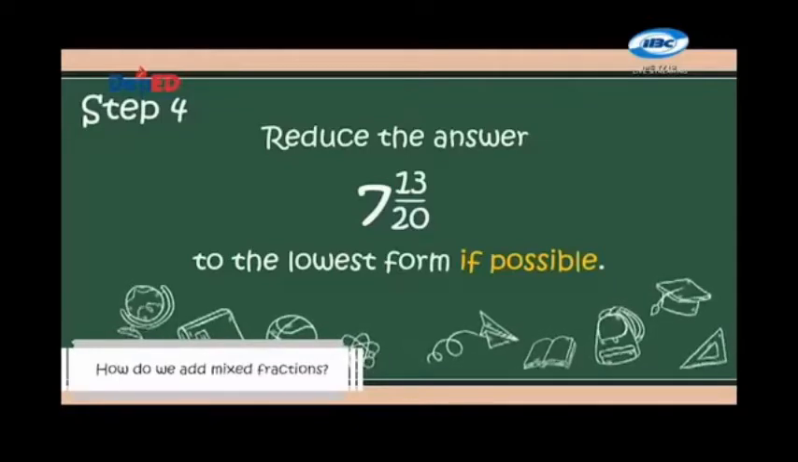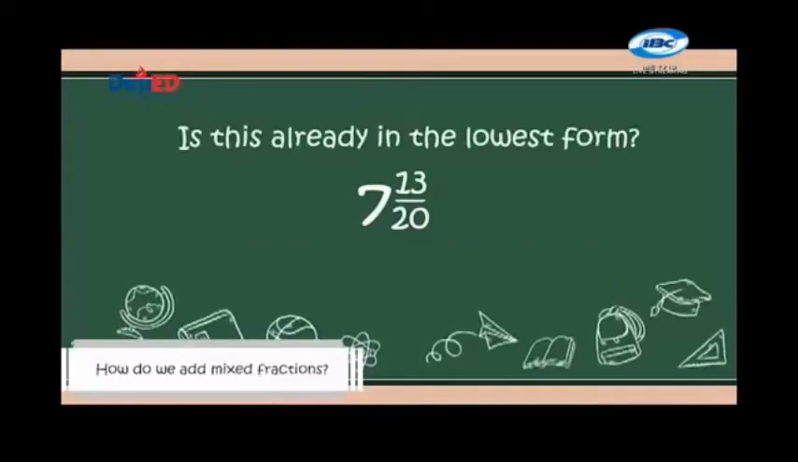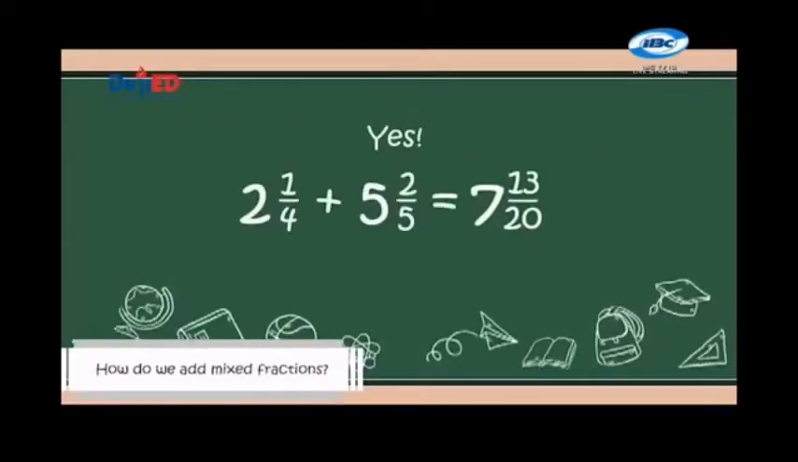Is 7 and 13/20ths already in lowest term? Yes. 2 and 1/4 plus 5 and 2/5 equals 7 and 13/20.